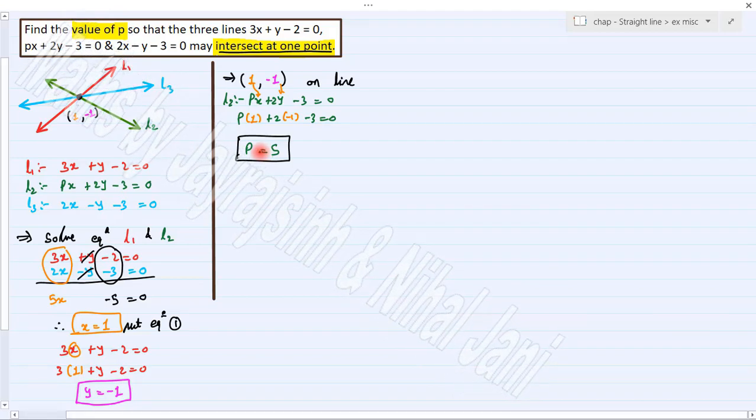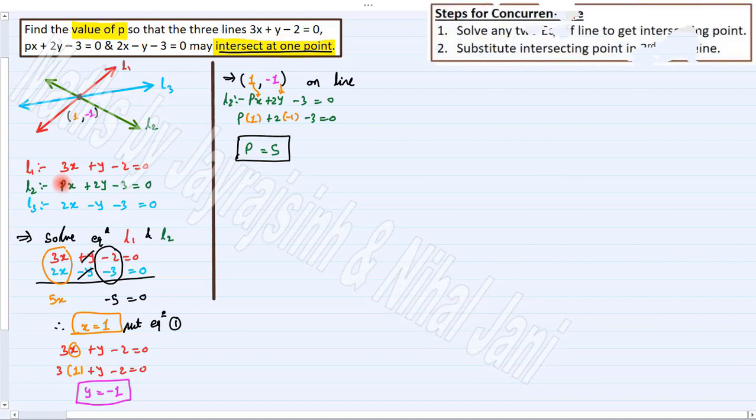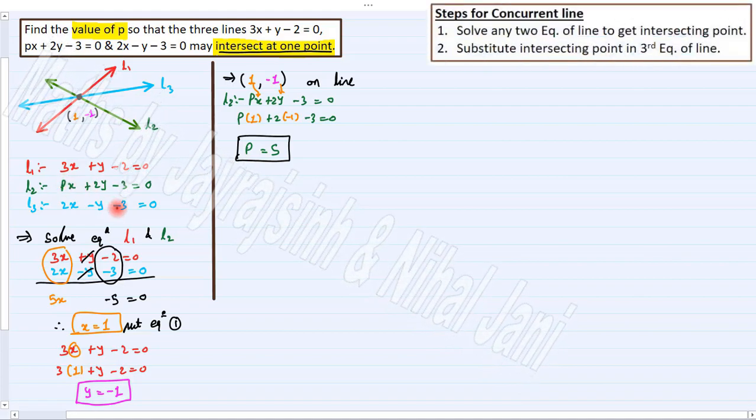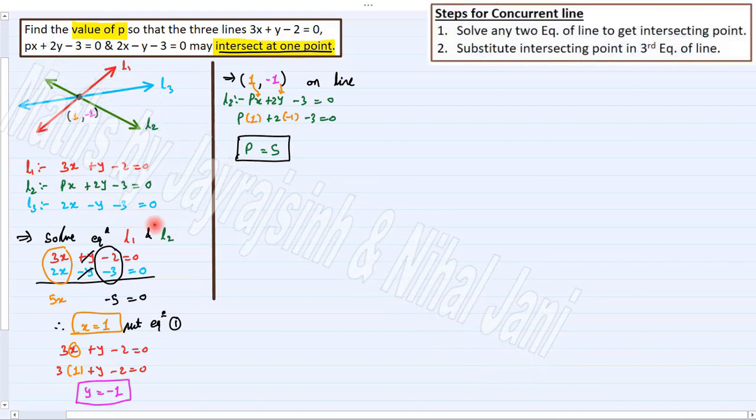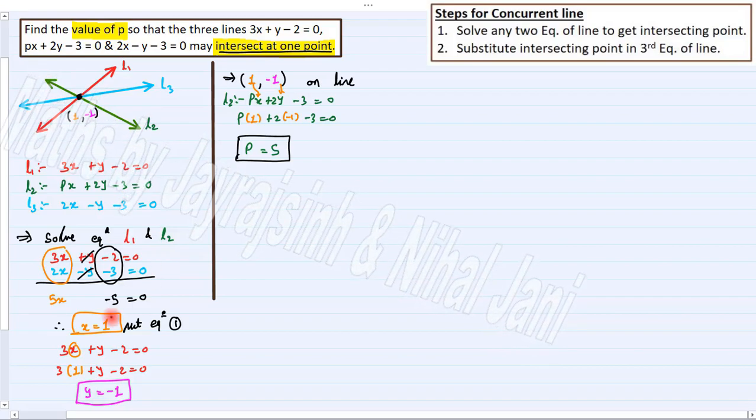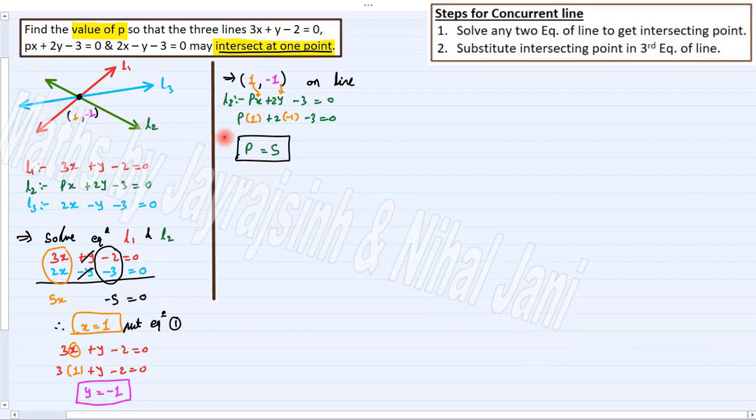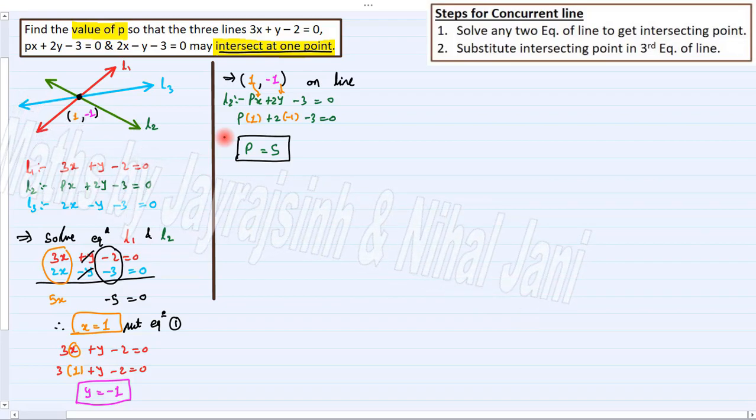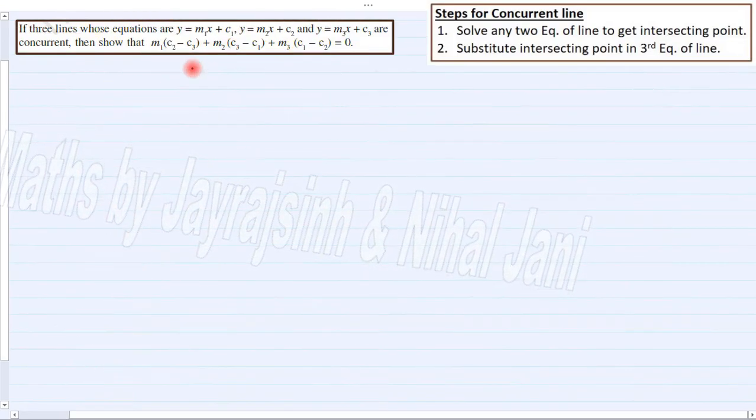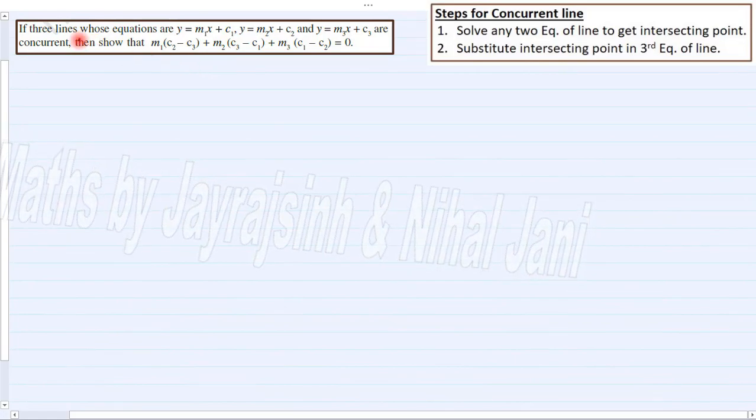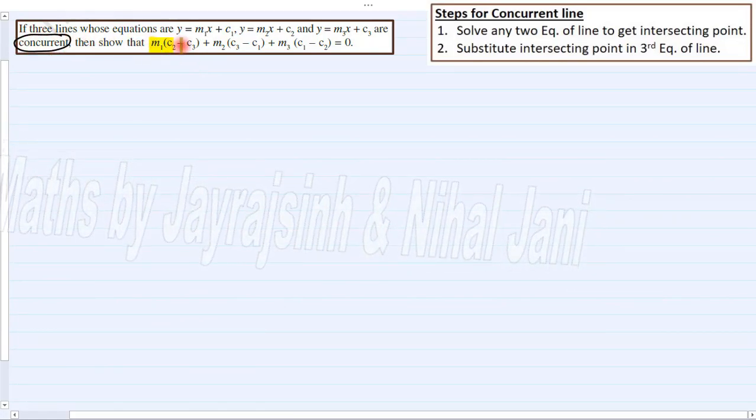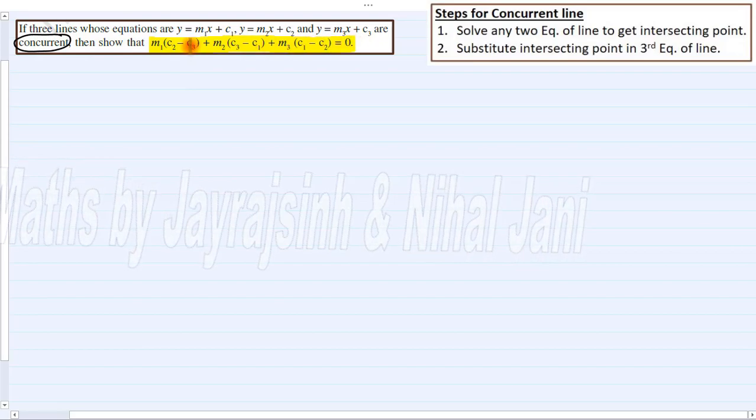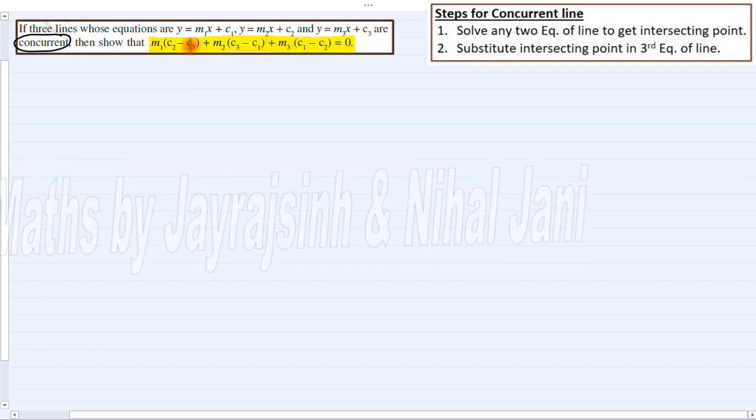So you get the idea of how we can deal with three concurrent lines. First of all, we have to solve two equations using any method and then substitute the value of the intersecting point in the third line. So let's use the same method in the next question. Here we have three lines and they are concurrent. We have to prove this. As you can see, we have the same question.